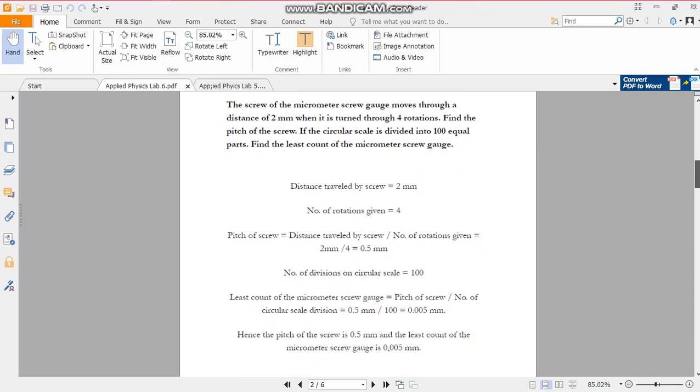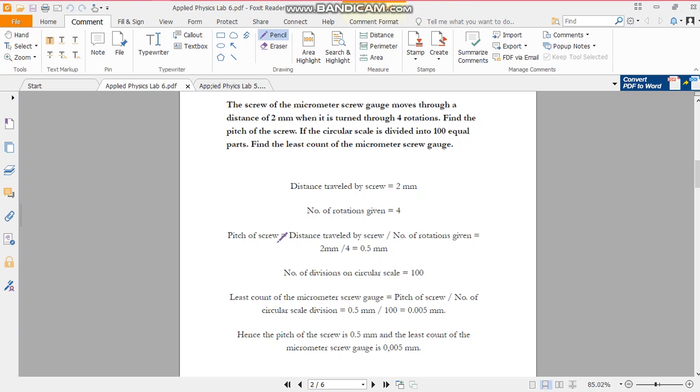So you have to remember this formula. To find the pitch of the screw gauge, the formula is distance traveled by screw divided by number of rotations. So distance traveled was 2 mm and the number of rotations was 4. So 2 mm divided by 4, answer is 0.5 mm. So the pitch of the screw gauge is 0.5 mm. So this formula you have to remember.